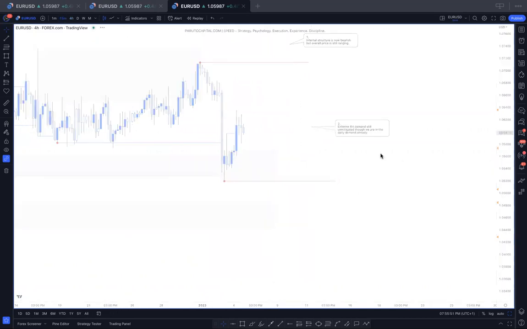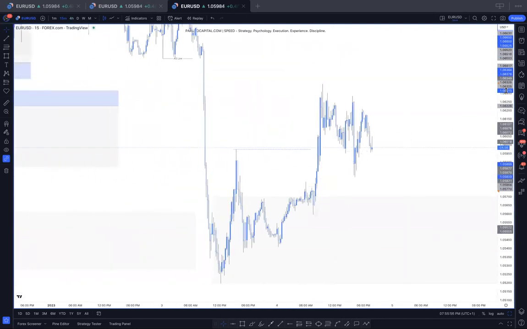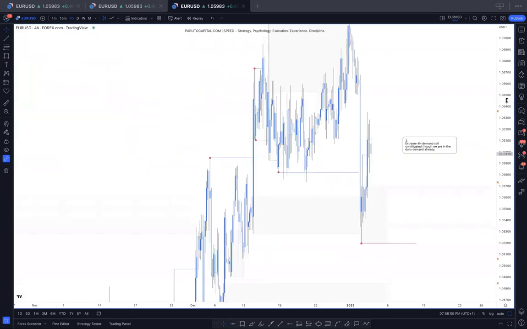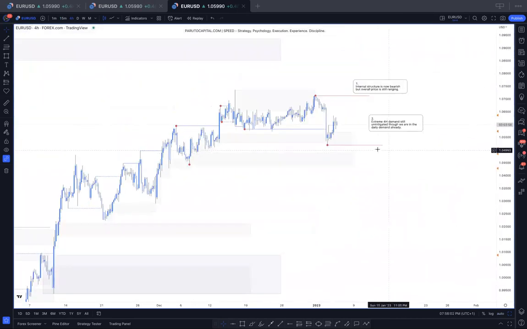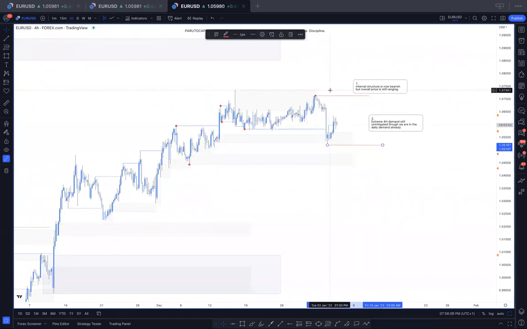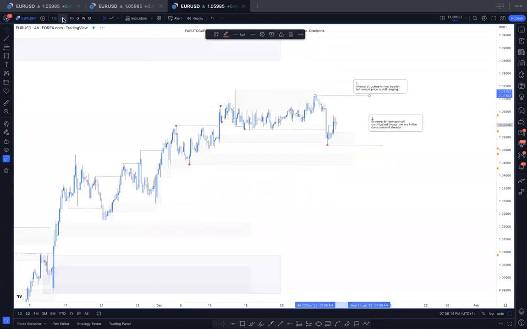So I'll just switch to 15 minutes. Is it there? No, it's not there. Sorry. One of those things. So let me go back again and make it visible on the 15 minutes. Visibility. Yeah, I want to see it on the 15. The same thing with this. I want to see it on the 15, just so that we know the zone we're playing in.